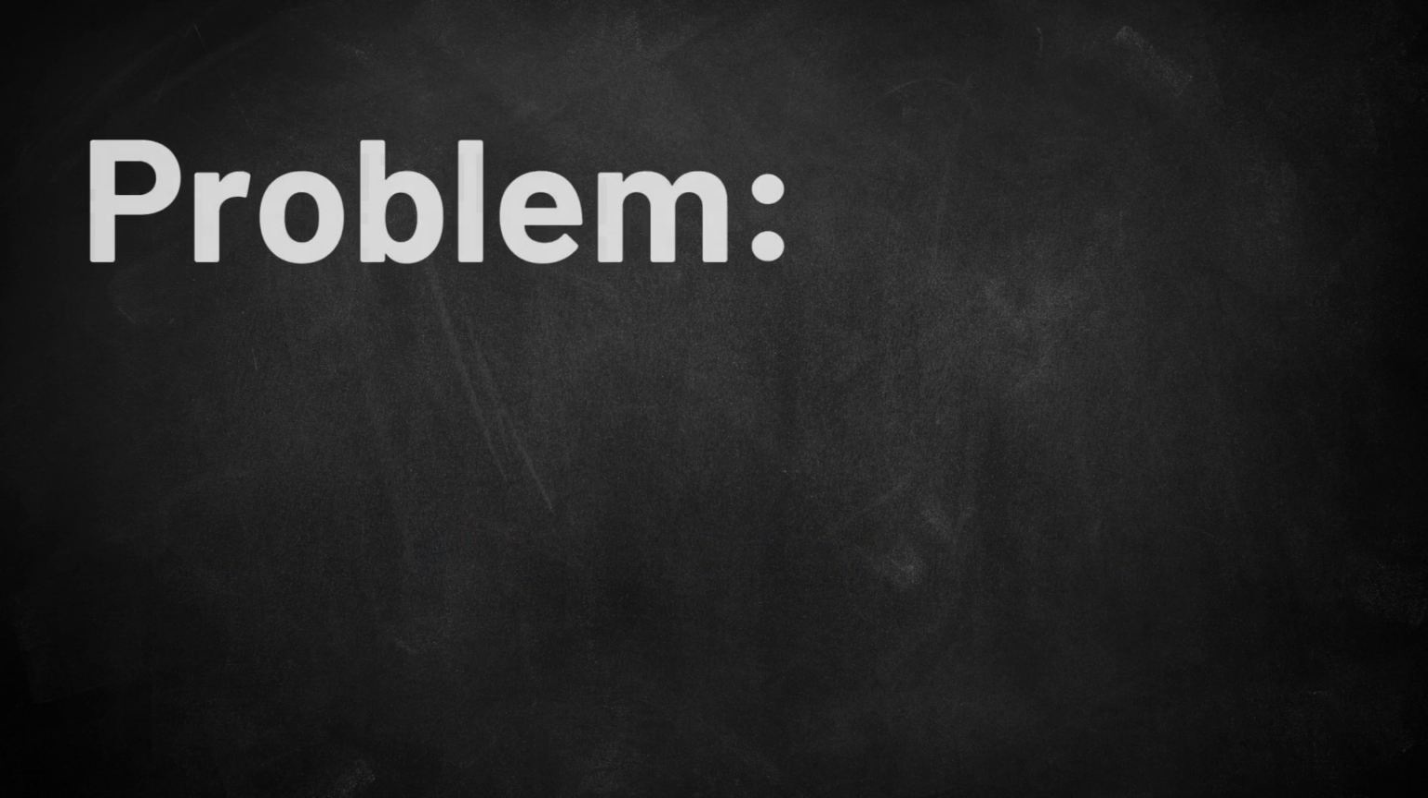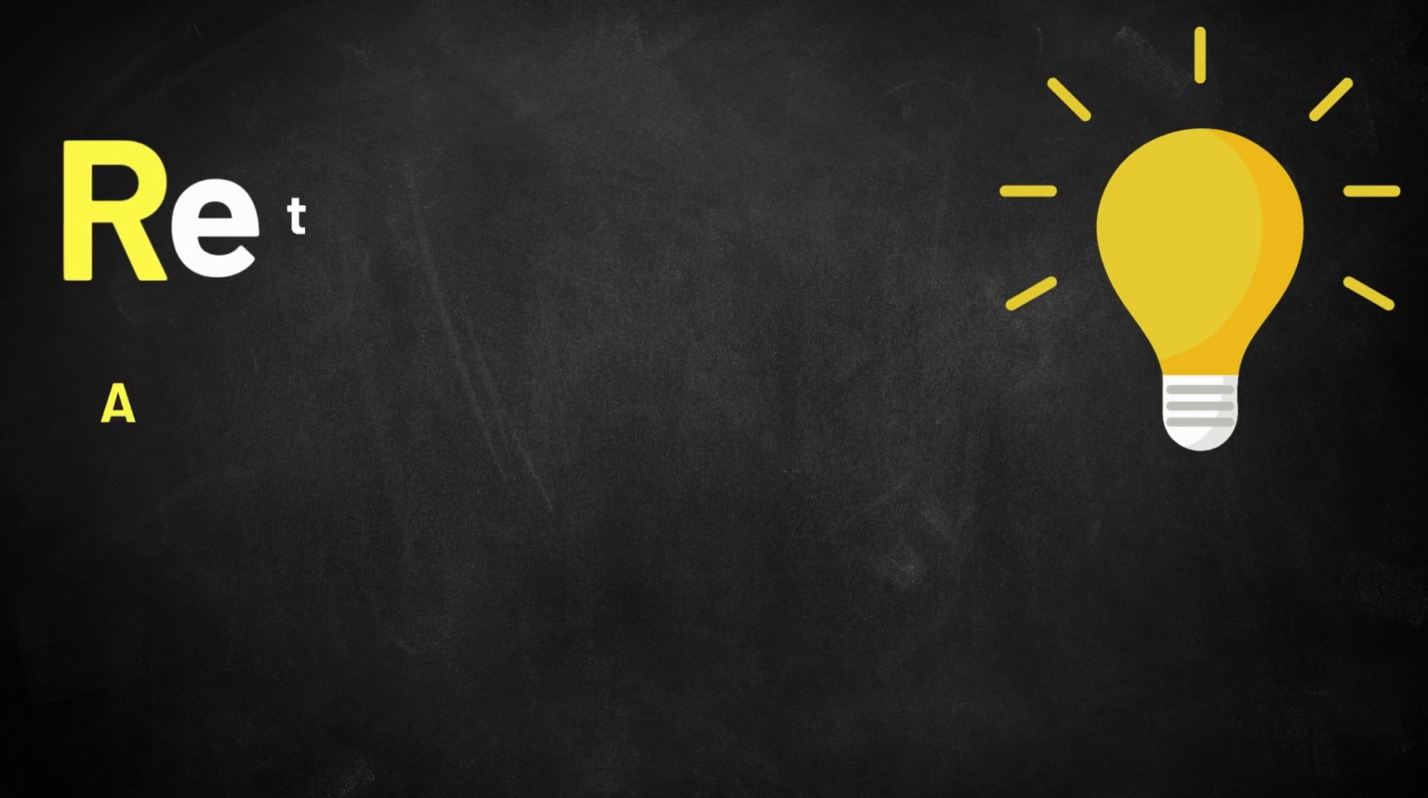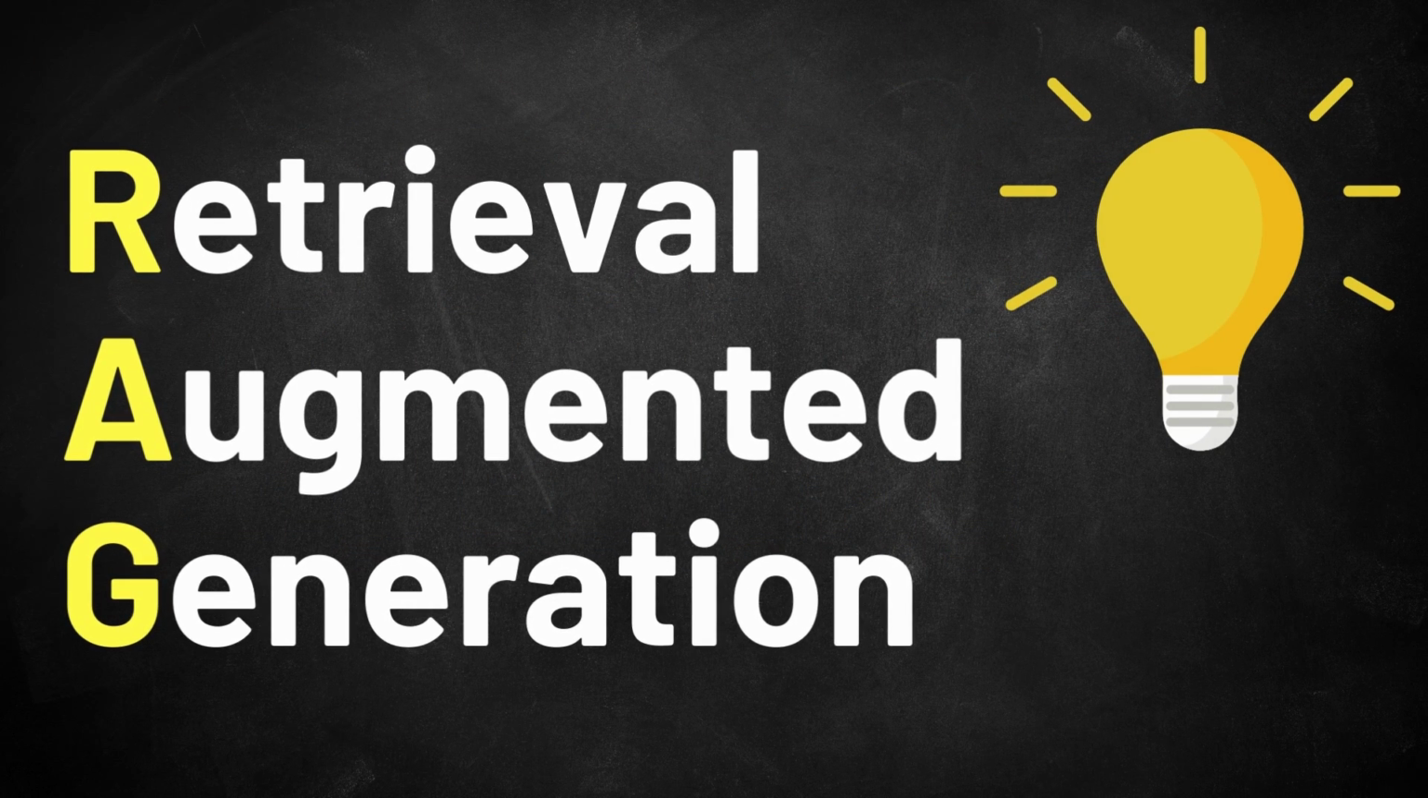And the third is data cutoffs. Large language models have training data cutoffs and don't know anything beyond that certain date. We can improve all of those issues with RAG, that's Retrieval Augmented Generation. We can provide domain-specific data, and by supplying our specific information, we will also reduce hallucinations. And we can keep our data updated as often as needed.